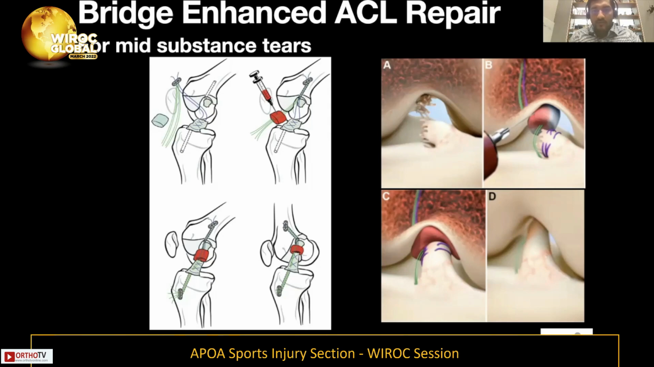And now there is some evidence that if you have a sponge or something that can actually act like a conduit between the two ends of the ACL, and we can somehow enhance the healing process of the ACL between the two ends using the sponge, then the ACL can repair on its own, even if it's torn mid-substance. So Murray has really championed the cause for these bridge enhanced repairs, and hopefully this is something that we'll be looking at and discussing more often in the near future.